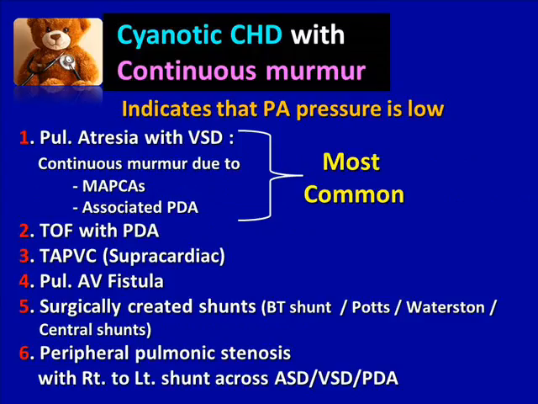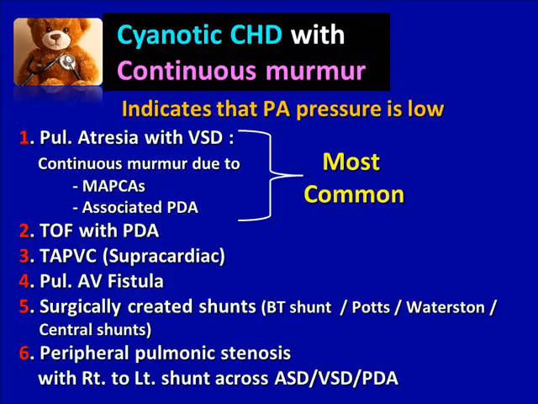On the other hand, if you have a cyanotic congenital heart disease patient with continuous murmur, this indicates that the PA pressure is low and it occurs in certain conditions. The number one and foremost condition to be almost always entertained is pulmonary atresia with ventricular septal defect. Herein, the continuous murmur is due to MAPCAs or associated PDA.